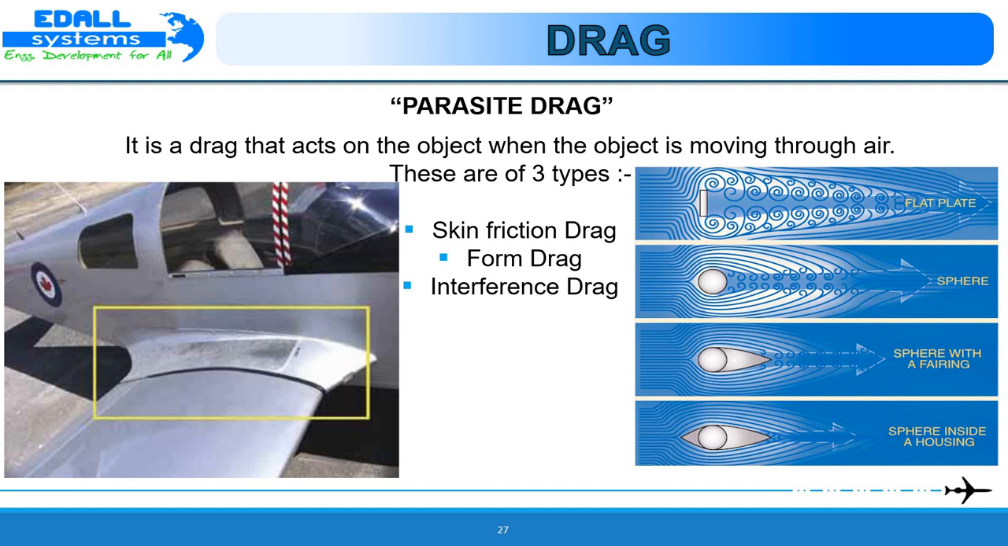For instance, look at where the fuselage and the wing meet. Interference drag forms behind the trailing edge of the wing adjacent to the fuselage. Airflow over the top and underneath the wing mixes with airflow around the fuselage, creating interference drag.